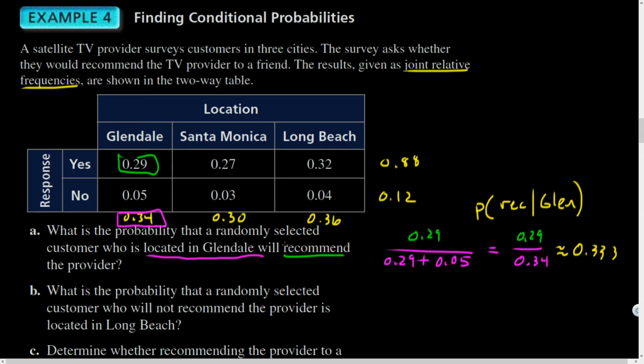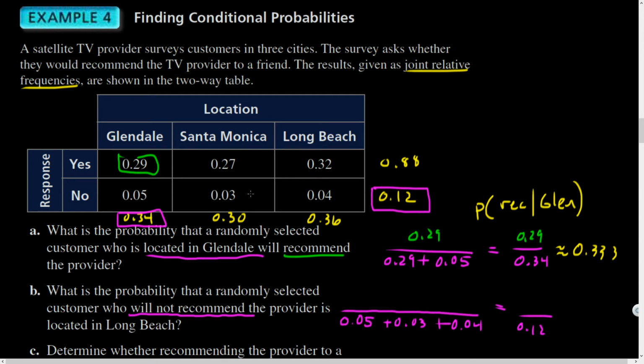Here's another one. Let's see. What is the probability that a randomly selected customer who will not recommend, and so notice this time, those who don't recommend, I'm looking at this value. And so there's two ways I could have figured that out. If I didn't calculate it there, it would have been the 0.05 plus 0.03 plus 0.04. And so the denominator is just the 0.12. So this is looking at all people who didn't recommend it, right? What's the probability they happen to live in Long Beach? Okay, and so that would be the 0.04.